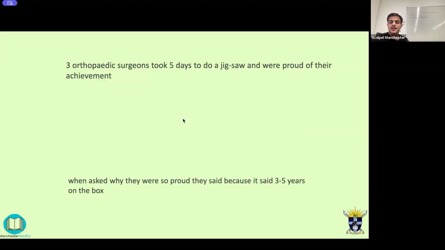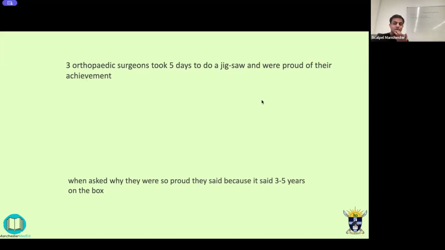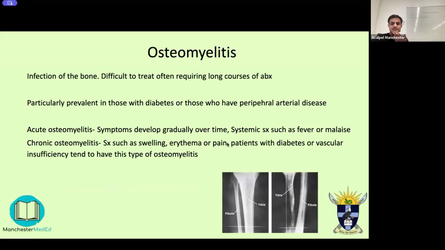Oh no, another joke. 3 orthopedic surgeons took 5 days to do a jigsaw and were proud of their achievement. When asked why they were so proud, they said because it said 3 to 5 years in the box. Yeah, just checking if anyone has any questions, actually. Laughed at David. There's no questions, there's just laughter. I know there is, like, can't unmute, but if you were all unmuted, there'd be so much laughter here.